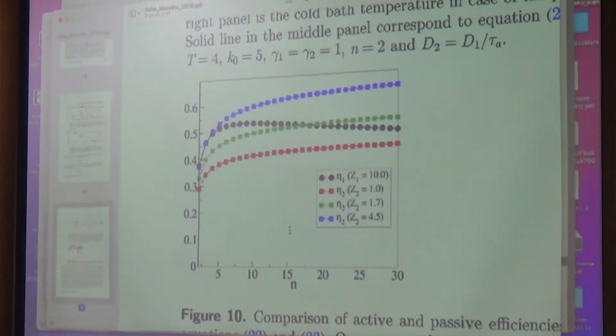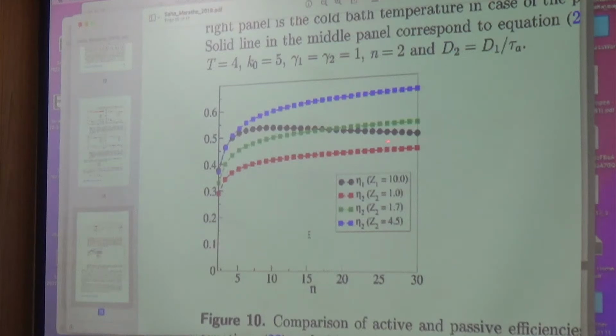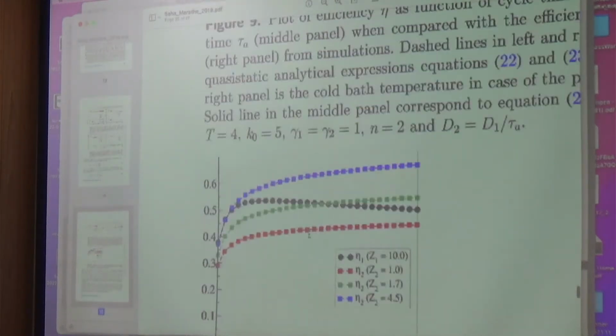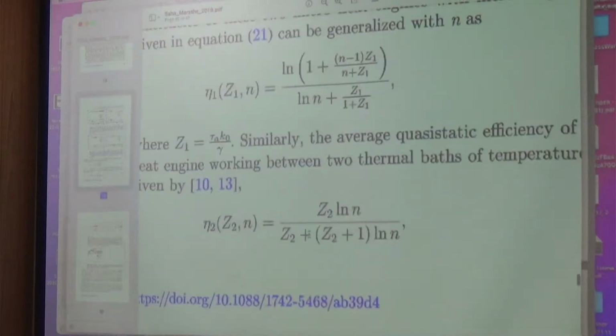So this black one is the efficiency of the active heat engine plotted with N, and the other three are the passive one, if I am not wrong, for different values of this parameter Z. Z involves tau 0, K0 and gamma basically. So this is the dimensionless parameter with various time scales of the system.